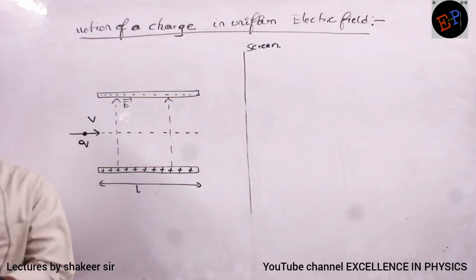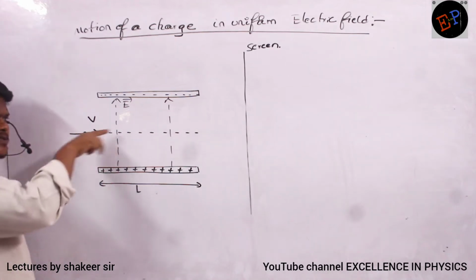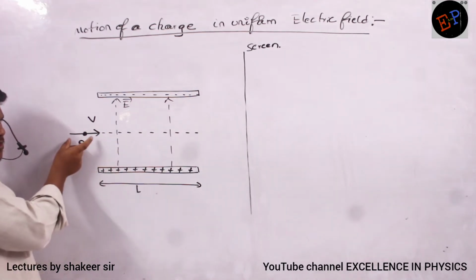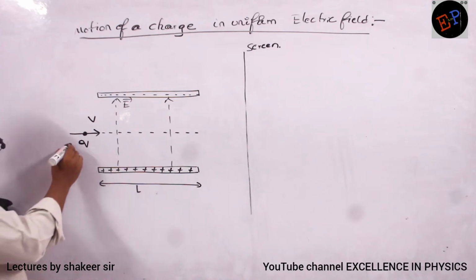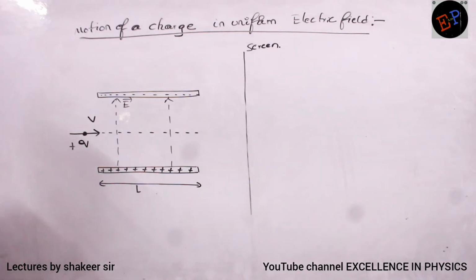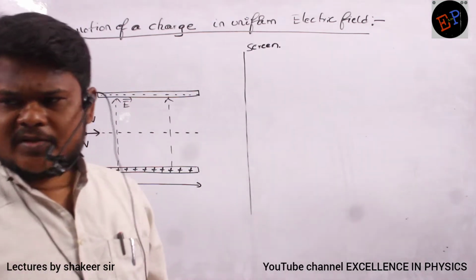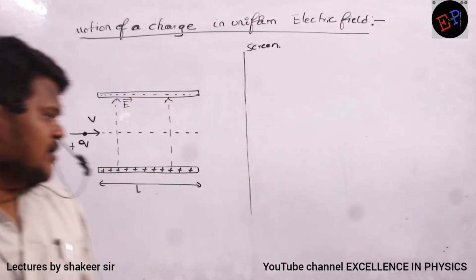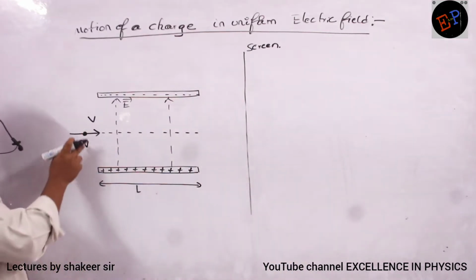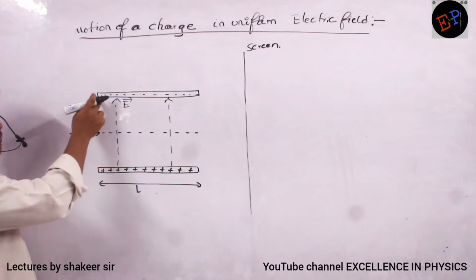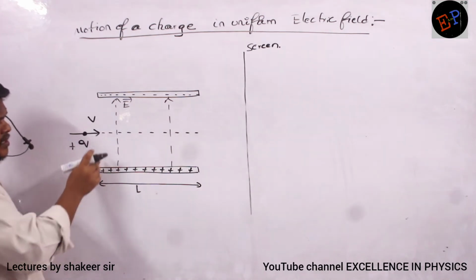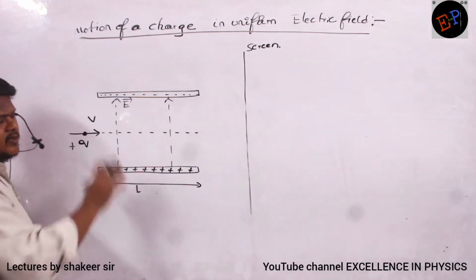It always travels from the positively charged body to the negatively charged body. Clear, no? Now in between this electric field I am placing a charge, a positive charge. Charge means always positive, ma. So this is a positive charge moving with a velocity of v and it is entering in the gap between these plates, that is, entering into this electric field.